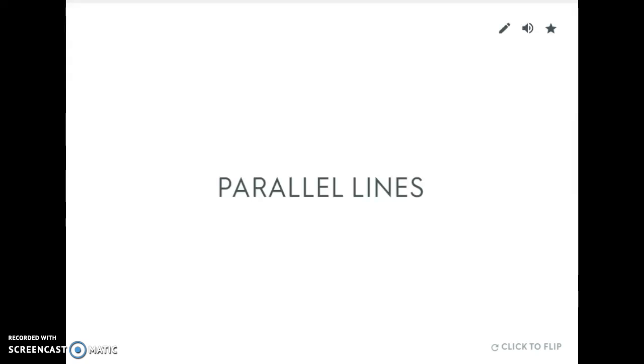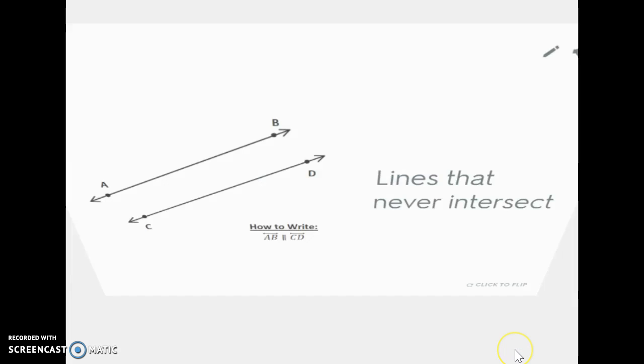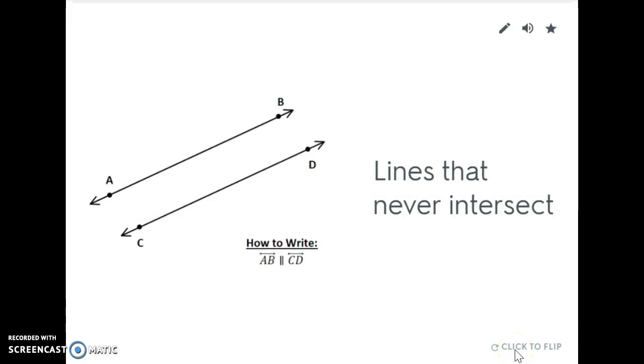All right, what we're working with today is we're going to start dealing with chapter 3. And chapter 3 spends a lot of time talking about parallel lines. Parallel lines are lines that never intersect. And you have the lines here. And this is how you write parallel lines. You would say AB is parallel to CD.